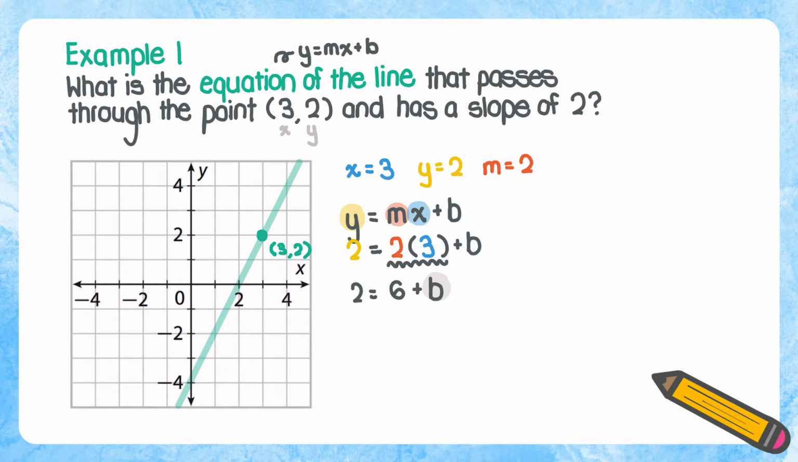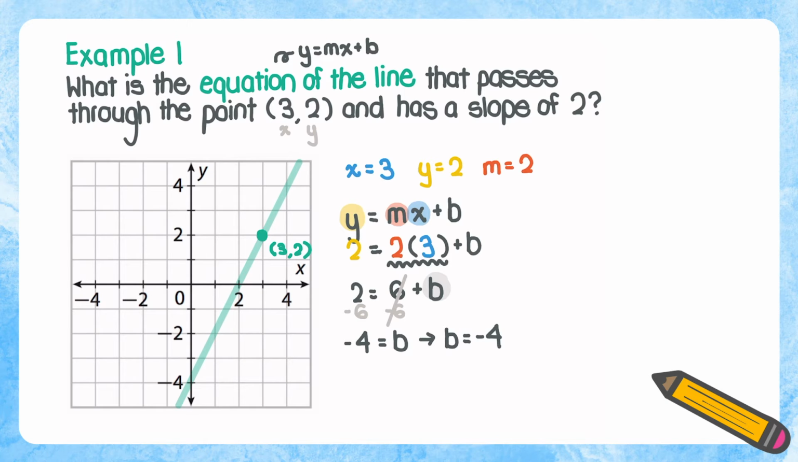So how do we isolate this b? I'm going to subtract 6 from both sides because this 6 is in the way. So minus 6 on both sides, and this cancels out. 2 minus 6 equals negative 4, and on the right side, we're just left with b. So let me rewrite this. b equals negative 4.